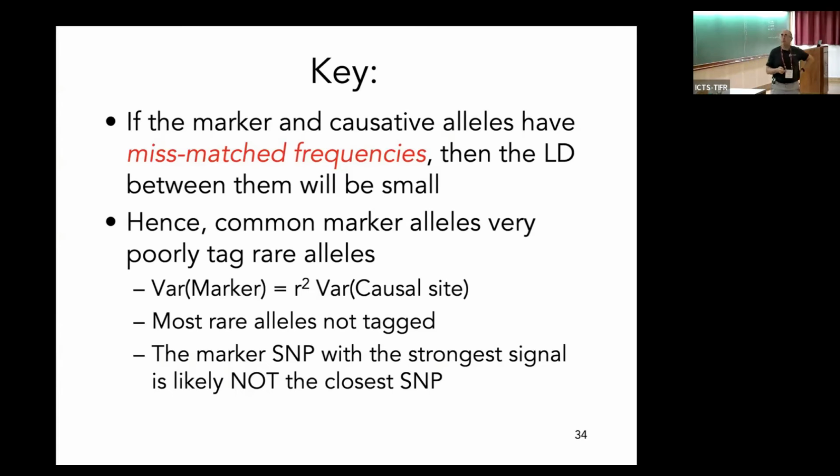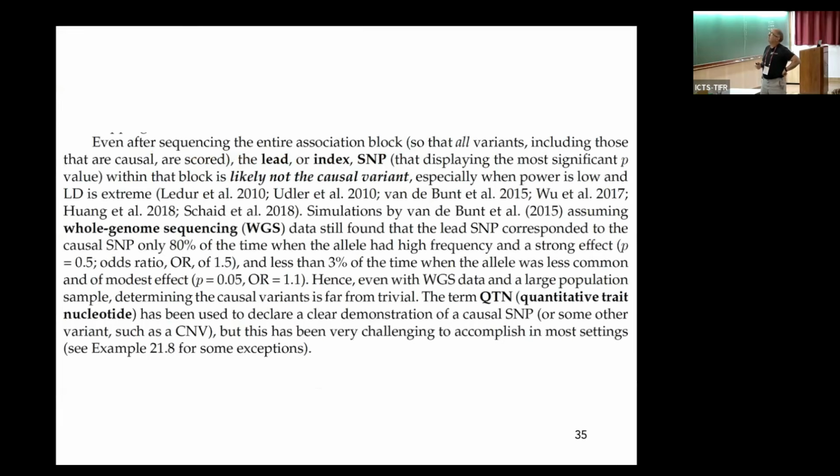So the net result of these differences and mismatches is if the causal and marker sites mismatch, then LD between them will be small no matter how close they are, even if they're in what's called complete disequilibrium. You only find Q on one marker background. What we score is the marker variation, and that is R squared times the causal variation. That's what we want, but if I have a rare allele and I'm using common SNPs, R squared is going to be small. I only capture a small part of that. So the marker SNP with the strongest signal is likely not to be the closest SNP to the causal site. And we can go a step further.